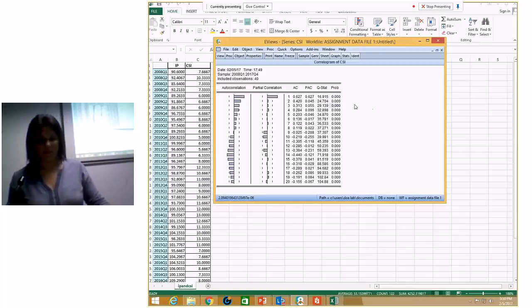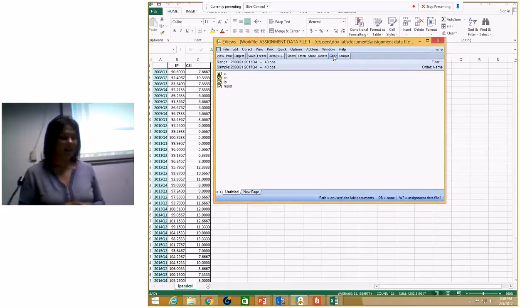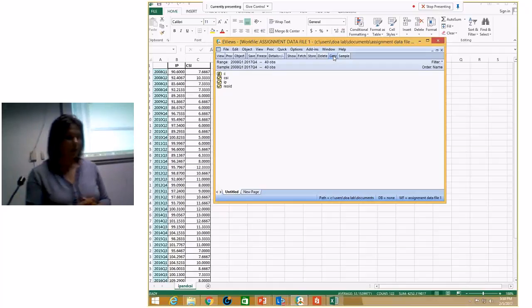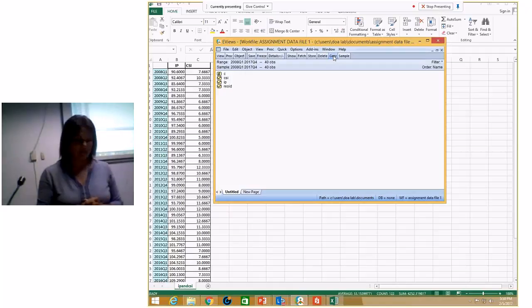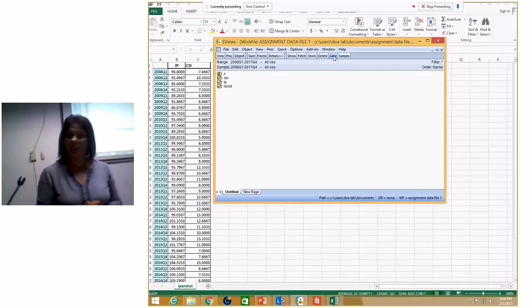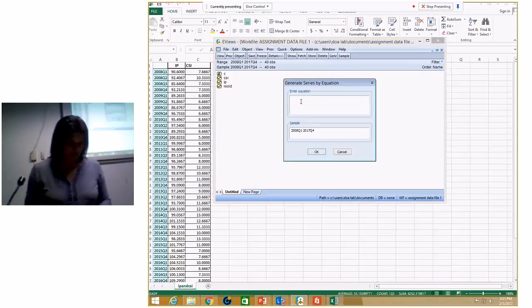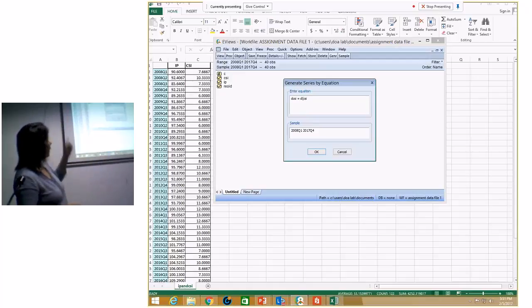Right, now what you need to do is part two: create the difference variable. Now all these are variables as they are. Now create the difference variable DCSI. D means difference, CSI means variable name, by using the generate command. Here there is a command generate, GENR. Then the variable DCSI. Right, this is the way we are writing.